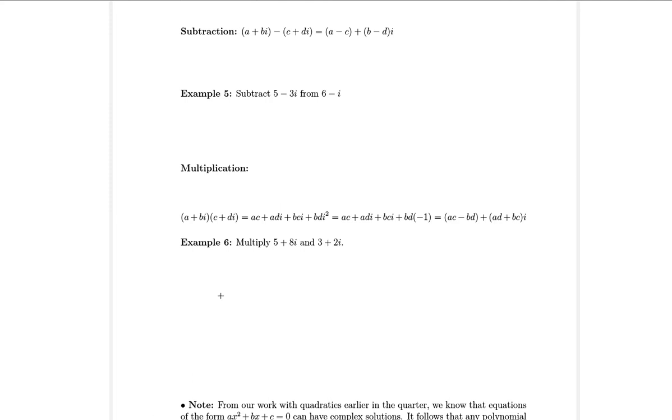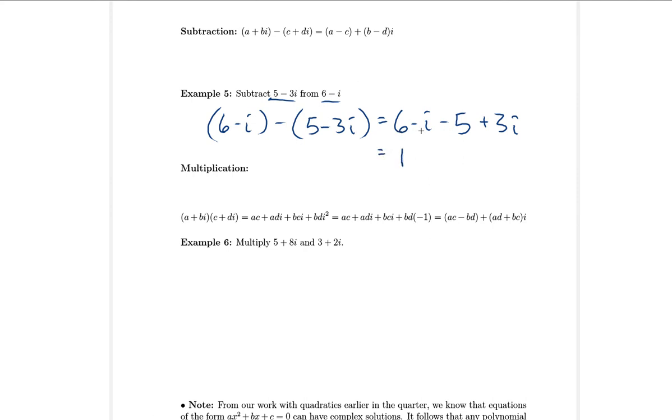Same thing with subtraction. If I subtract this from that, I'm going to take 6 minus i and subtract off, and since there are two terms here, make sure you put it in parentheses. Just as if this were an x, you would be careful to distribute the negative through to both. So -1 times -3i is positive 3i. Then 6 minus 5 is 1, and -1 plus 3 is 2i.